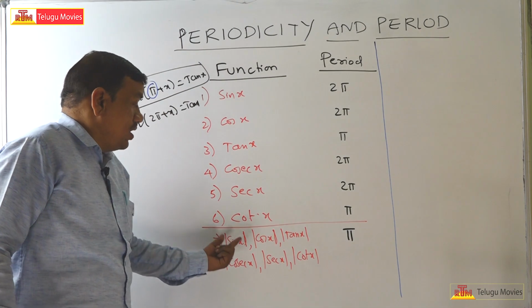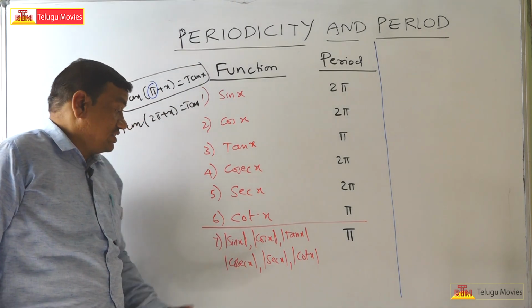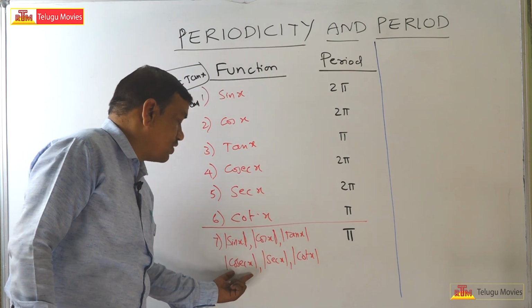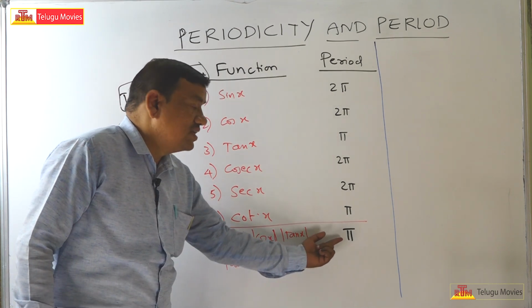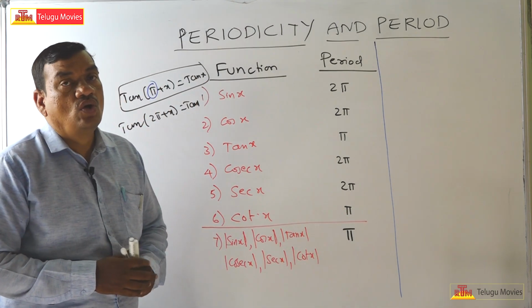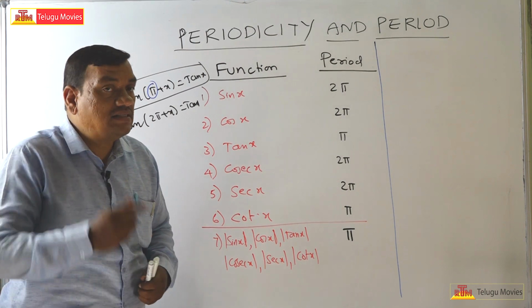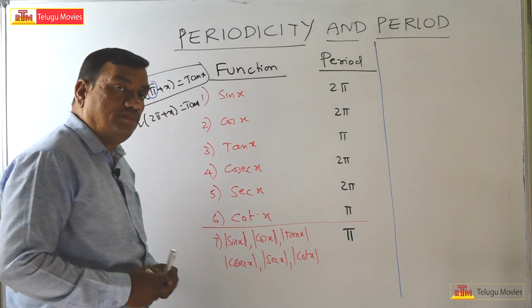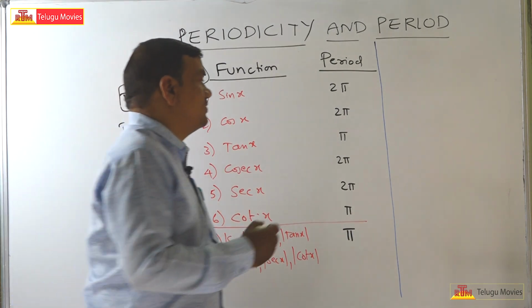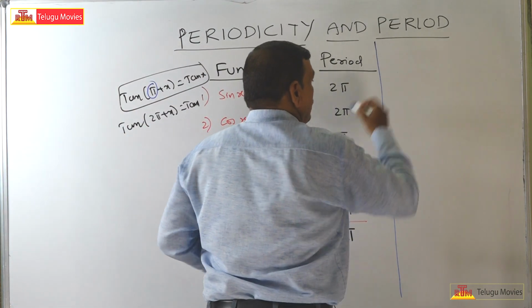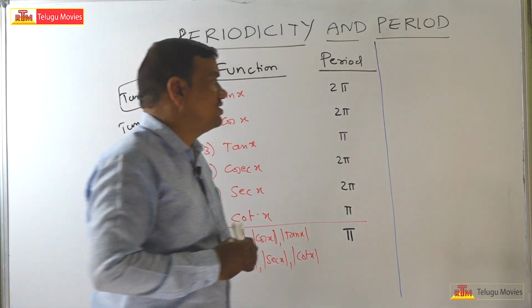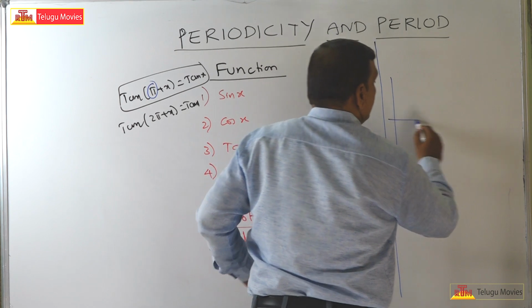Coming to the modulus functions: modulus of sin x, modulus of cos x, modulus of tan x, and so on. For all modulus functions, the period is pi. Why, sir, the period is pi? I will show you quickly. First, I will draw the graph of sin x. Very simple graph. For my convenience, I will take only the positive side. On the negative side, the same thing will come.